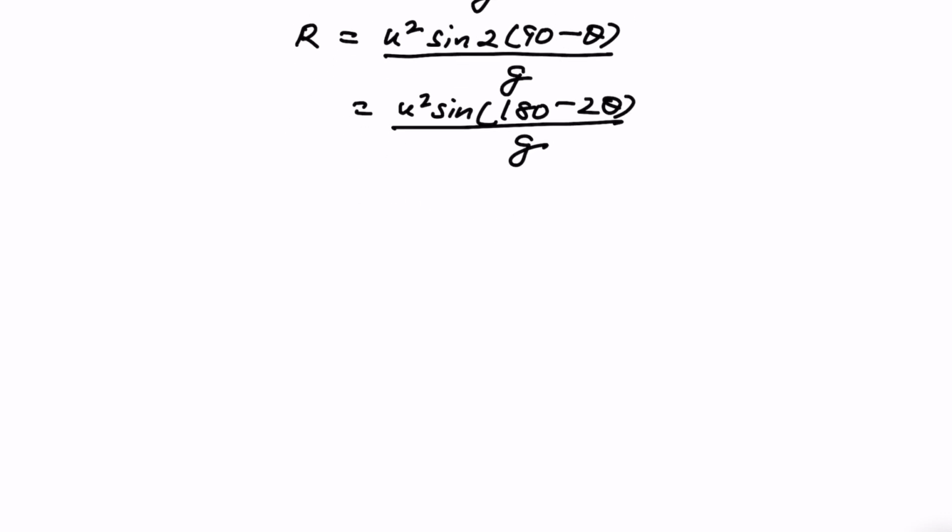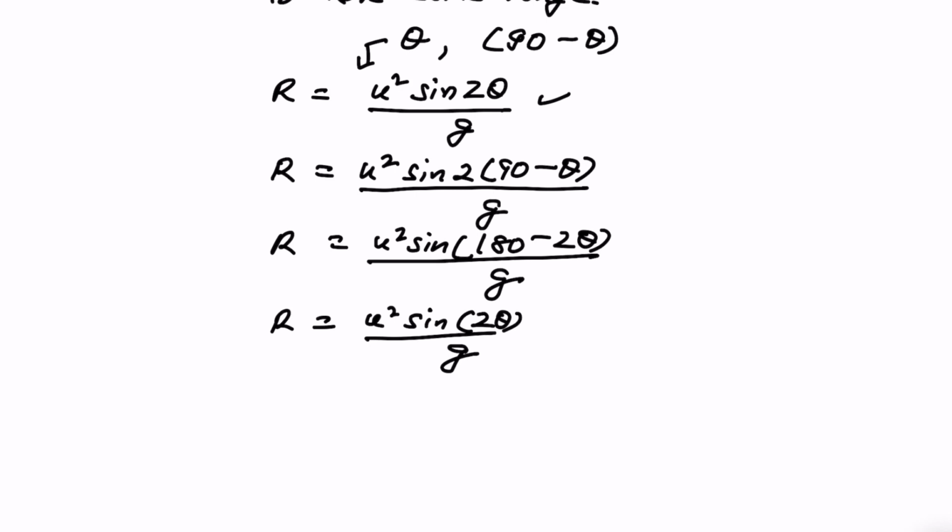And do remember that sine of 180 minus theta is always equal to sine theta. So this is the value of range. We are observing that the range in both the cases is the same. So remember that whenever a body is thrown at an angle of theta or 90 minus theta, in both cases the range will be the same.